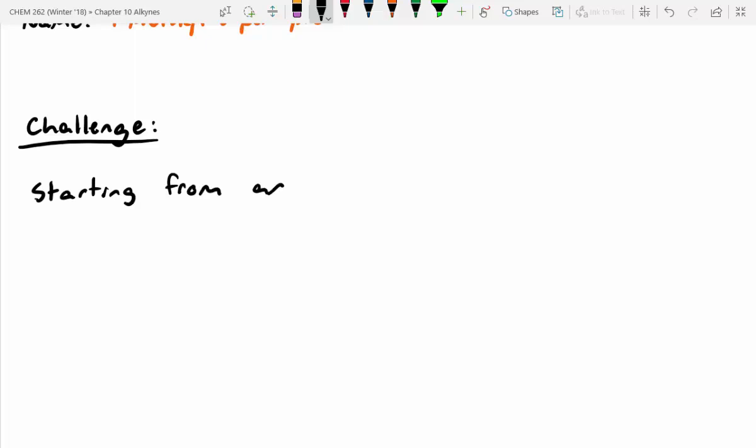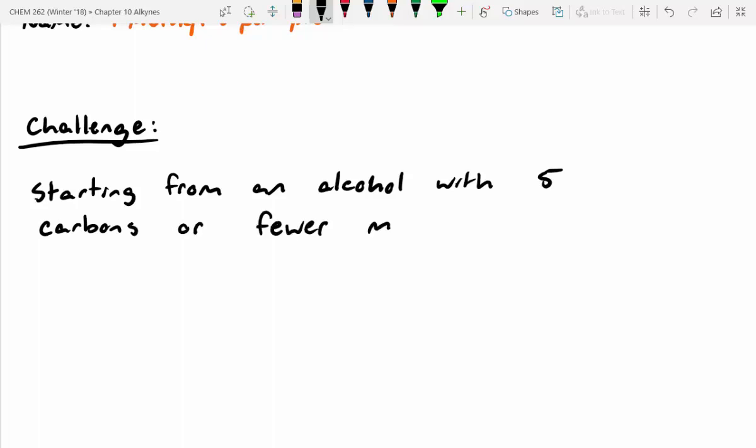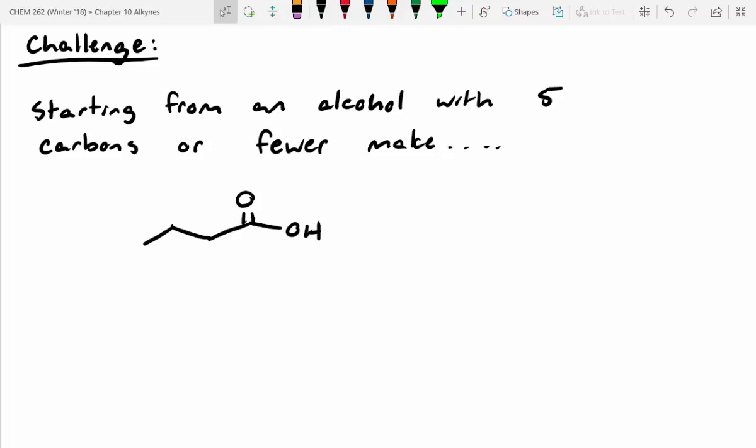Starting from an alcohol with 5 carbons or fewer, make this compound. And no cheating, you have to use the reactions we've learned.